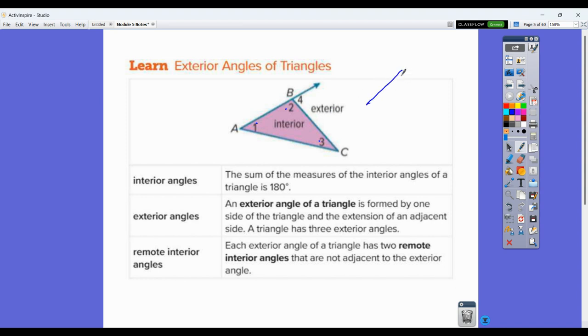Now, every triangle actually has 6 exterior angles. So you can take at each vertex and extend a side. So if I extend this side, and that forms an angle, not the 180 degree one, the other angle that's here.